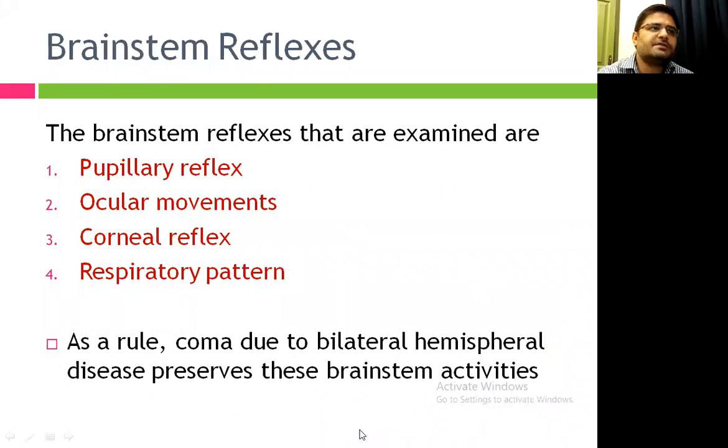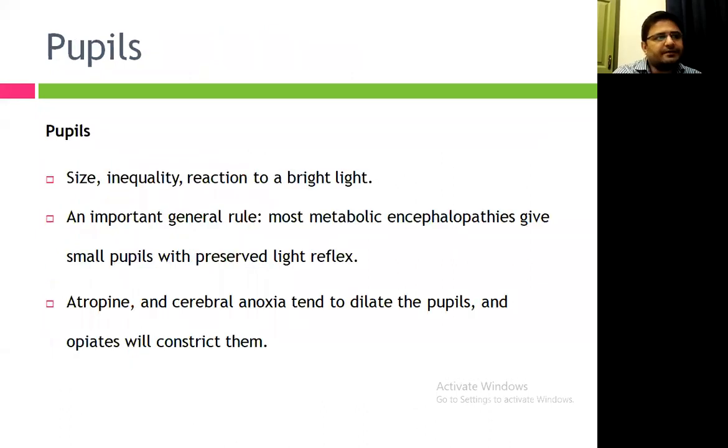Brainstem reflexes are usually required for examination, and this includes pupillary reflexes, ocular reflexes, corneal reflexes, and respiratory pattern. As a rule, coma due to bilateral hemisphere disease usually preserves these brainstem activities, like pupillary reflexes being intact. In cases where we are confused whether this is a hemispheric lesion or a brainstem lesion, we keep checking these reflexes, because if somebody has only a bilateral hemisphere lesion, then these pupillary, ocular, corneal, and respiratory reflexes are intact.